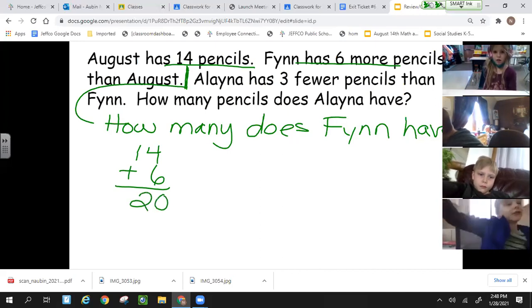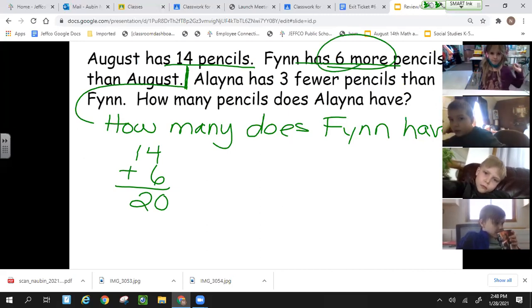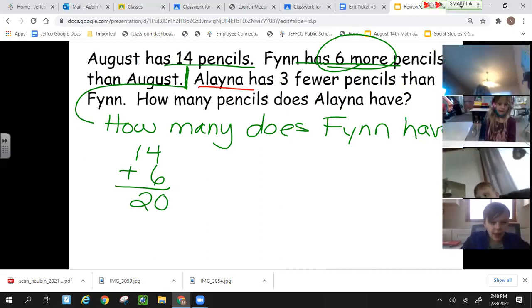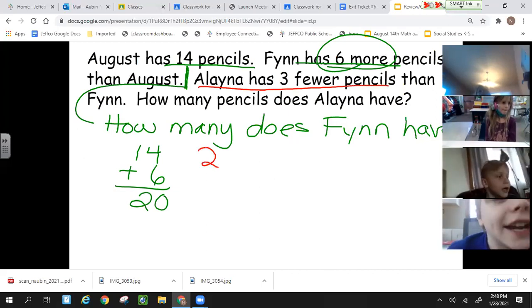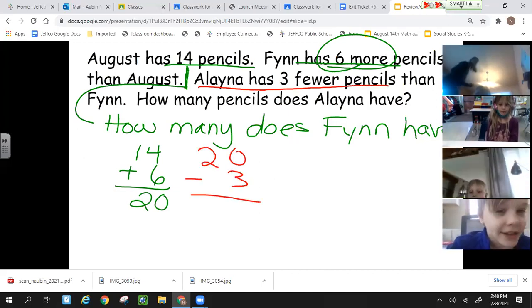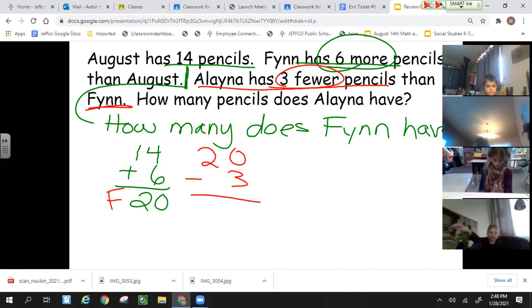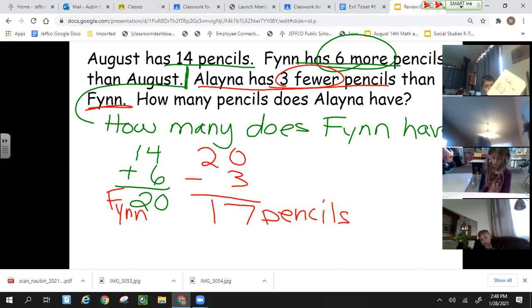You should have added. What was your clue? Because he has 6 more, yeah. But is that the only thing we're going to do? No. Why would I do 20 minus 3? Elena has 3 fewer than Finn. And we know Finn has 20. And what's 20 minus 3? 17 pencils. All right, nice job.